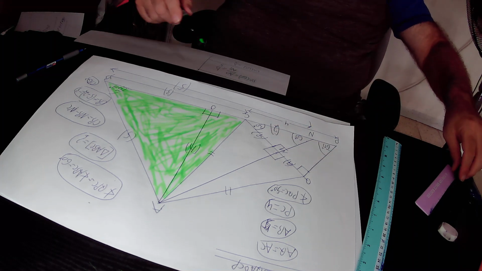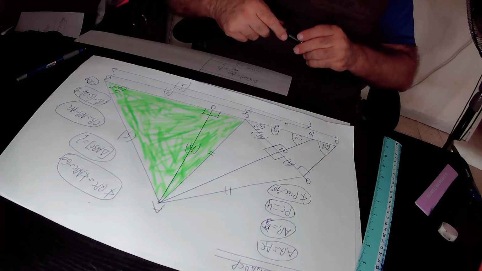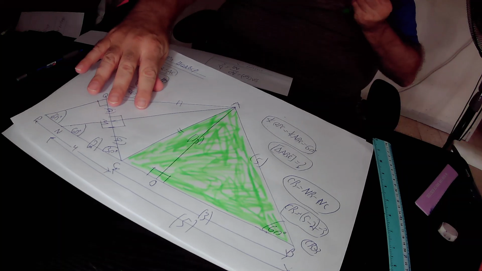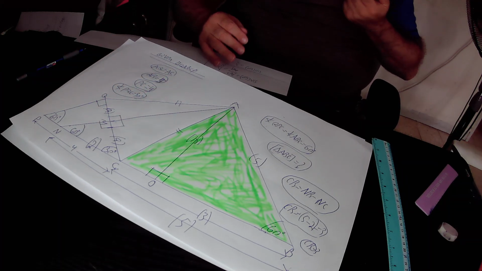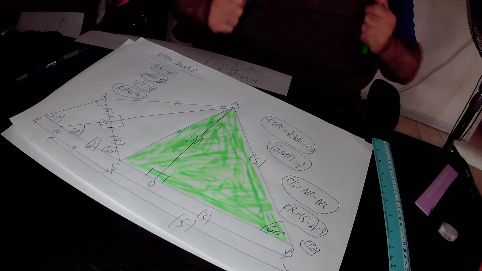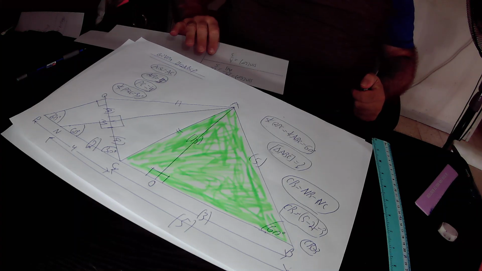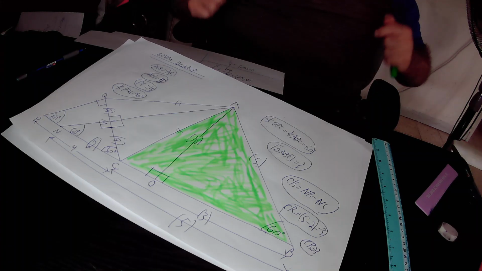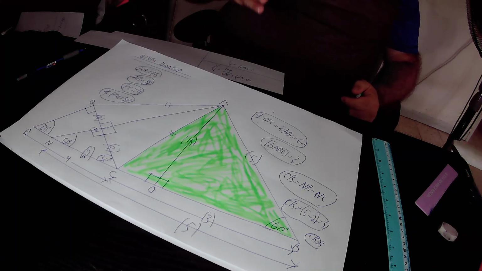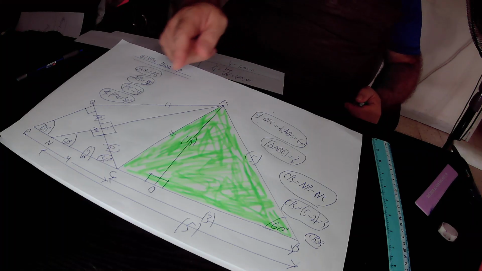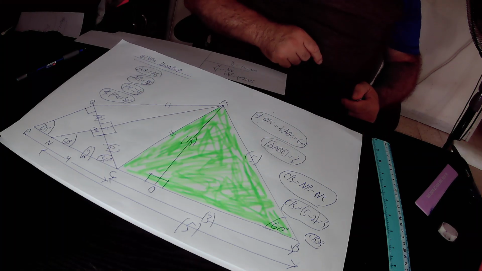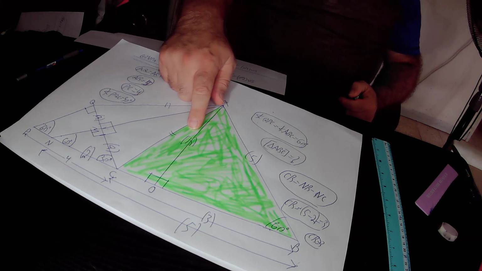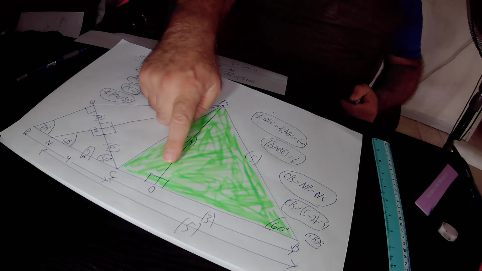Our task is to find the area of this green triangle, triangle ABC. So what is the area of the green triangle, triangle ABC? We know that the area of any triangle equals the base of the triangle times the height to the base over 2. We will choose the base of this triangle ABC as CB, and the height must be equal to h. Why is the height h? Because it creates 90 degrees with the base CB.